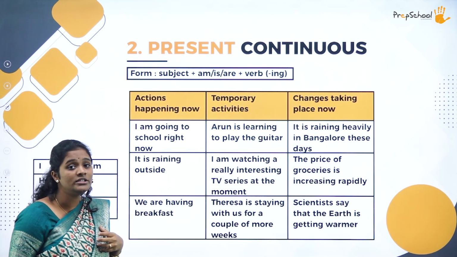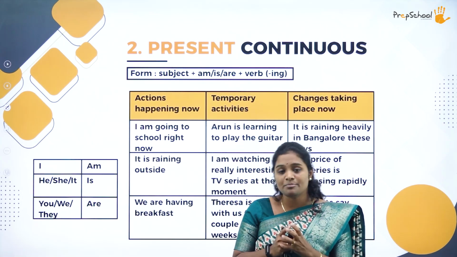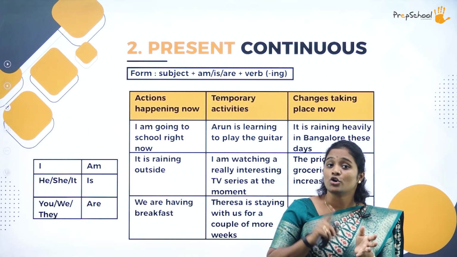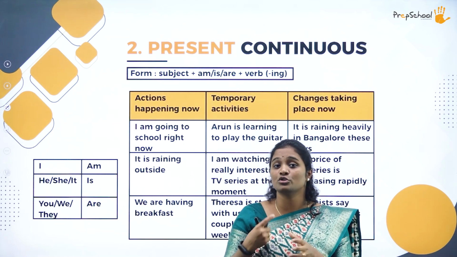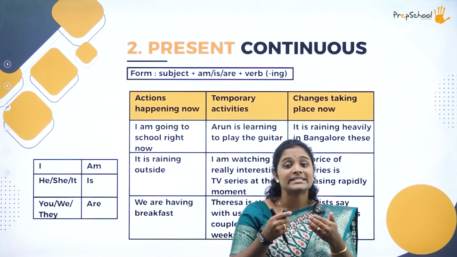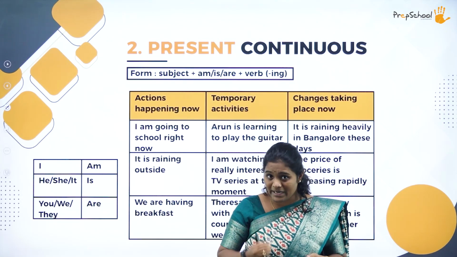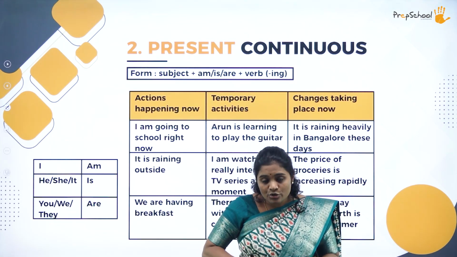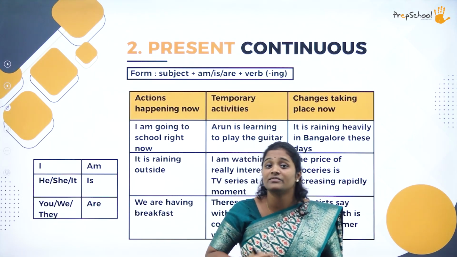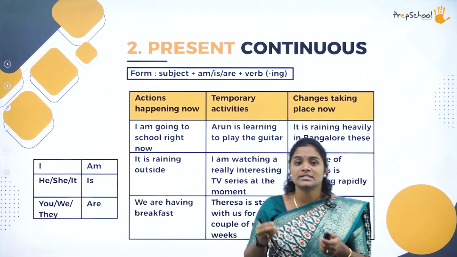Now, moving forward to the present continuous tense. In the present simple tense, we have talked about habits, routines, facts or universal truths about people and the world. That is over. Coming to the second part: when an action is happening in the present and is also being continued at the moment when we are talking about it, it is called the present continuous tense.